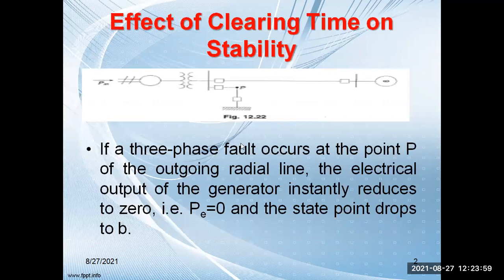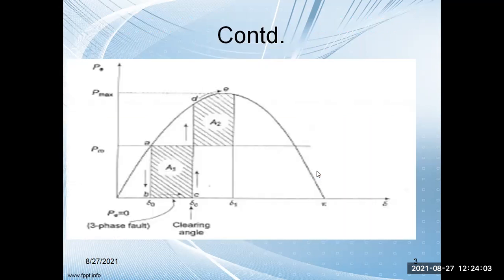But after some time, you isolate the faulty line and restore the other line, so power is now restored at delta equal to delta C. We are interested in this particular point. This is your critical clearing time and critical clearing angle. At T equal to TC, this is the critical clearing time; we will find out this value later on. At delta equal to delta C, this particular angle is the clearing angle, where the power is restored.